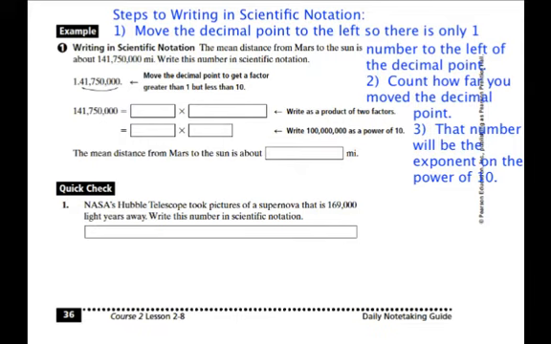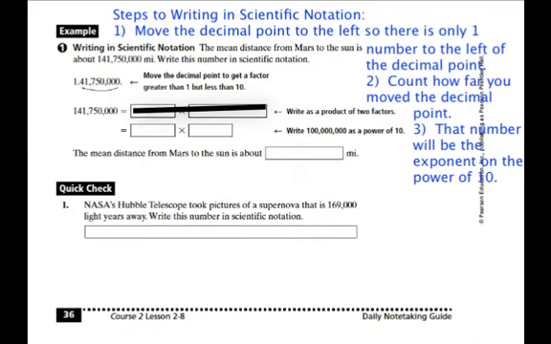Let's try this first example. The mean distance from Mars to the Sun is about 141,750,000 miles. We're going to write this in scientific notation. So step 1 says we need to move the decimal point to the left so that there's only one number to the left of the decimal point. In this example, we're moving it 8 places to the left. That's step 2. Count how far you move the decimal point. Since we moved it 8 places, that means the exponent on our power of 10, the number that we're multiplying by, is going to be an 8.